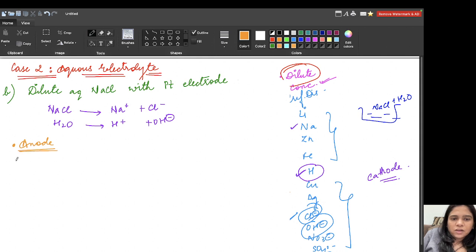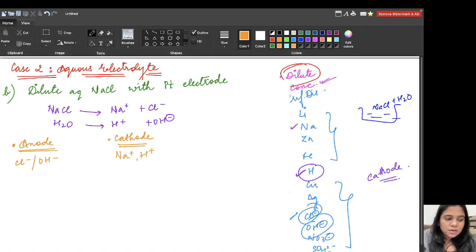In the anode you have anions, Cl minus and OH minus. And in the cathode you have cations, Na plus and H plus. Now we have a confusion, which one will come? According to preferential discharge theory, you were knowing which one was coming. Here hydrogen was coming and here Cl was coming, right? But here that's not the case. Why? Because it's dilute. Dilute NaCl means a lot of water is there. So we'll not consider this preferential discharge theory and directly select OH minus and H plus here.